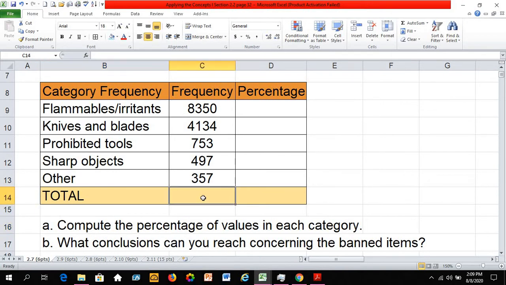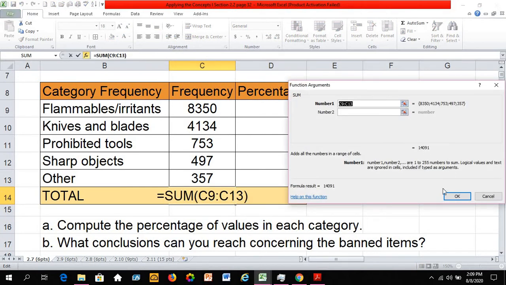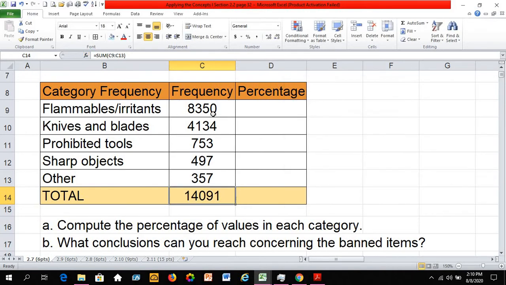So this is very simple. We just get the total of all the frequencies. Under Microsoft Excel or a spreadsheet, press the equal sign and then click sum on our function argument. Then select all the cells involving the frequency and press OK. So our total should be 14,091.